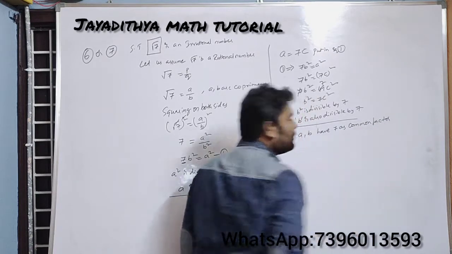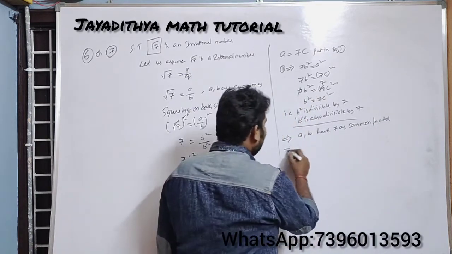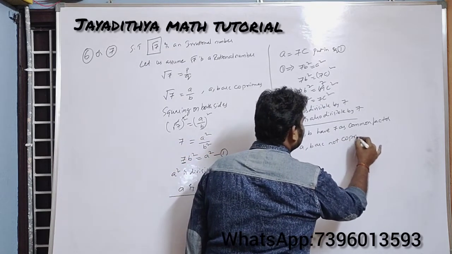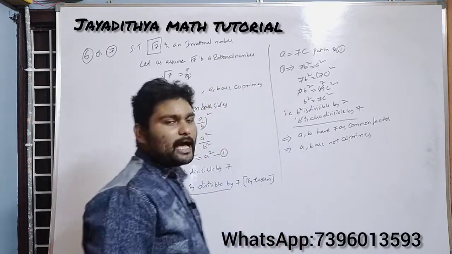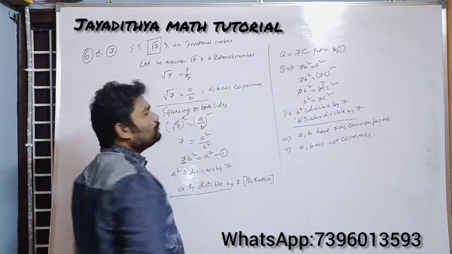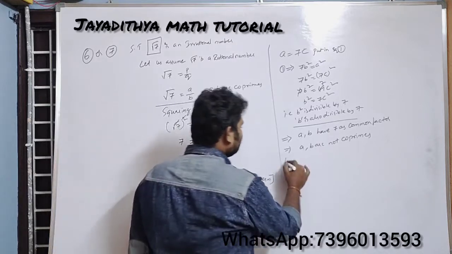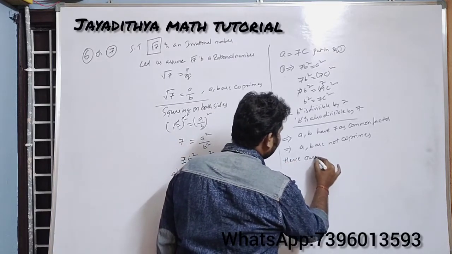What happens if they have a common factor other than 1? You can write here a and b are not co-primes. Actually what we have taken here, root 7 is equal to a by b, where a and b are co-primes. That is our assumption actually. Hence our assumption is false.